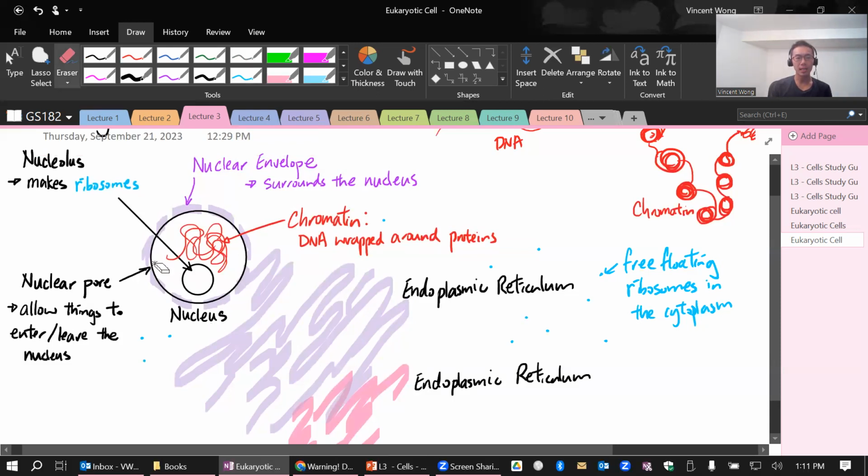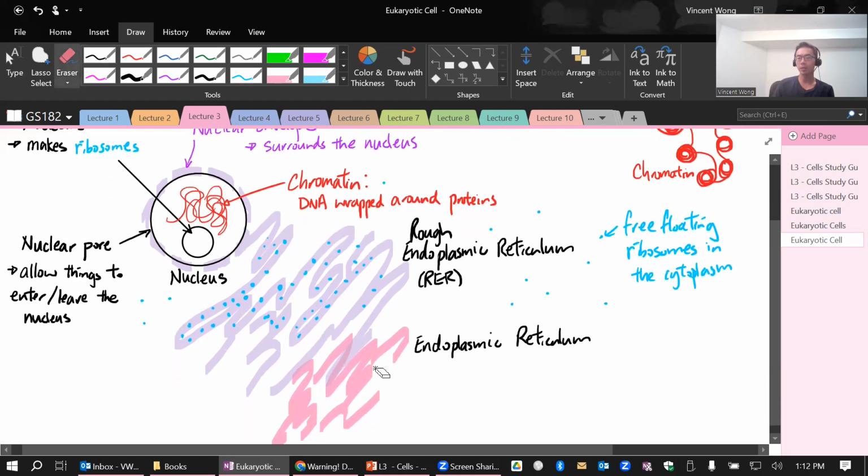And over here, some ribosomes will attach themselves onto the endoplasmic reticulum. Okay. So when you look at this under the microscope, the ones that have the ribosomes on them, it looks bumpy. So people call them rough endoplasmic reticulum, RER. On the other hand, some endoplasmic reticulum does not have ribosomes on them, so we call them smooth ER. And they have different functions, which we will learn later on.